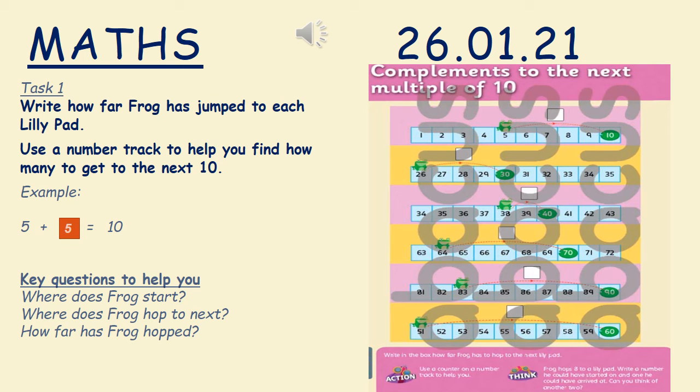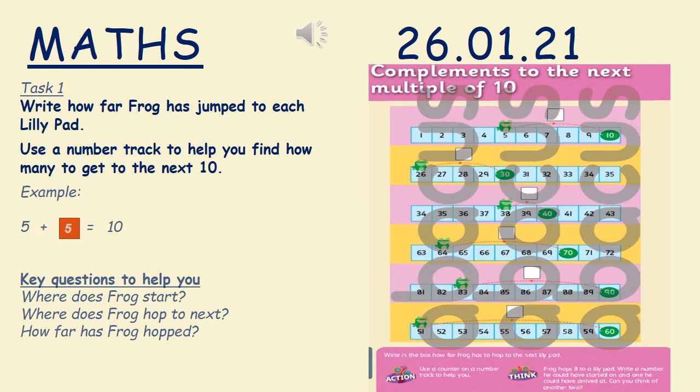For your first task, write how far frog has jumped to each lily pad. Use the number track to help you to find how many to get to the next 10. For example, the first one, if frog sits on 5, he's going to hop to 10. How many hops? You count and you write in the box. So for the first one, 5 plus 5 equals 10.